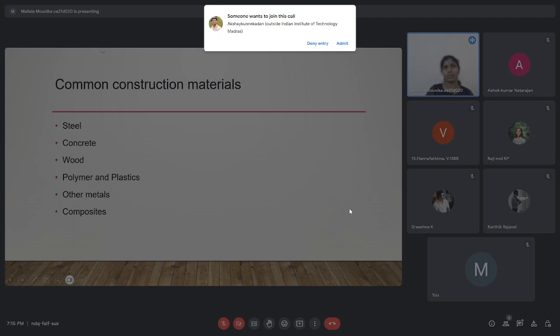And here, the common construction materials which we have in hand now are steel, concrete, wood, polymers and plastics, and some other materials like glass and composite. So these are the common construction materials which we have in hand now.